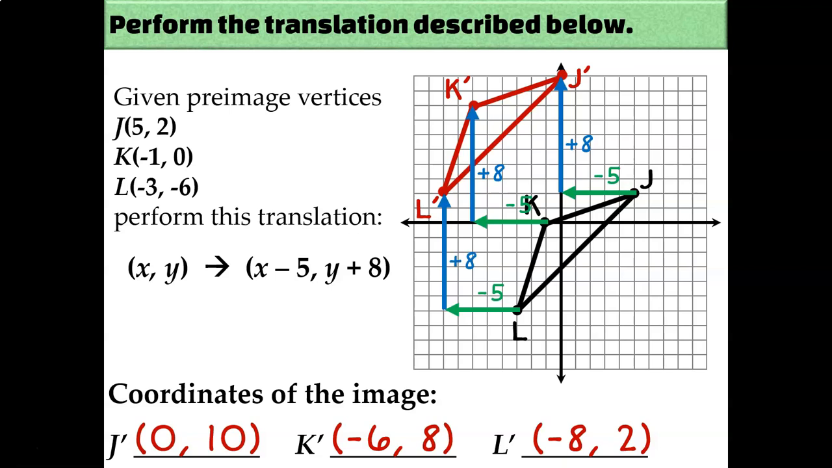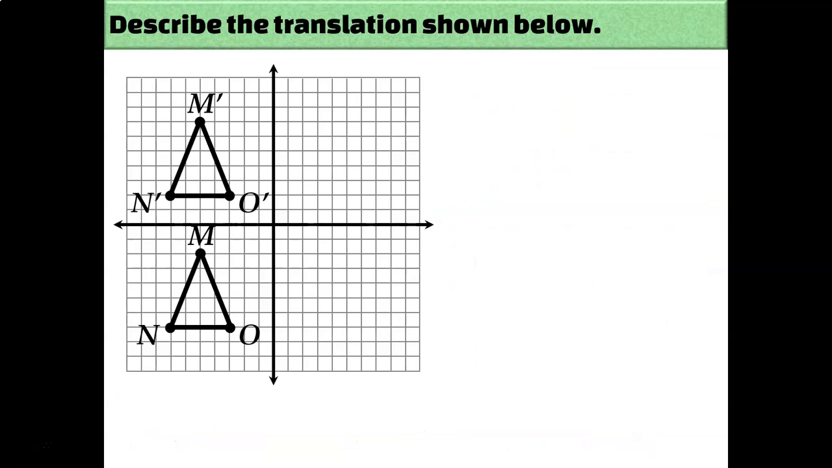For our next few examples, I'm going to show you a completed transformation, and you're going to write a rule to describe what happened. By far the most important thing that you need to do in order to get started on a problem like this is identify which figure is the preimage and which figure is the image. Remember, we talked about that in the previous video, that the figure that doesn't have apostrophes is the preimage, that's where we started. And the figure that does have apostrophes, which are pronounced prime, that's the image, that's where we ended up. So looking at this transformation, I started at triangle NMO, and I moved it up to triangle N prime, M prime, O prime.